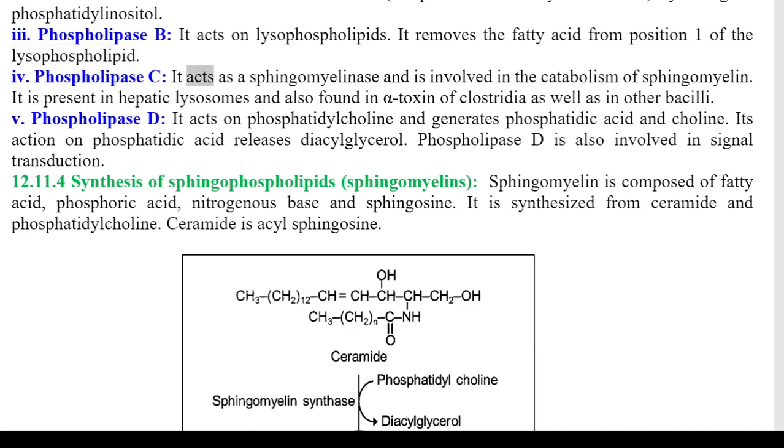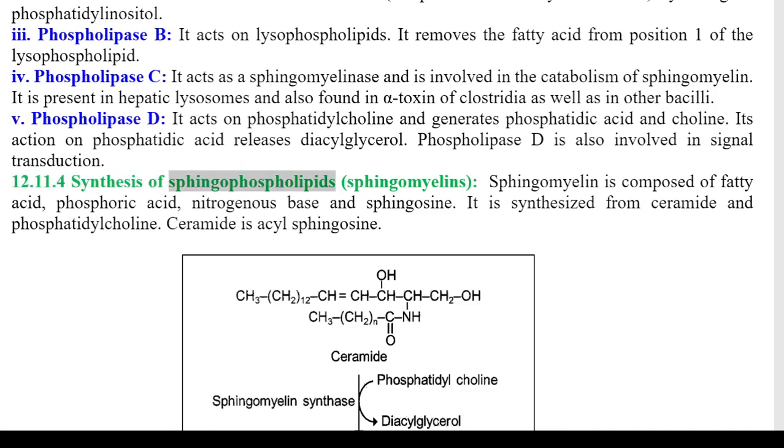4. Phospholipase C acts as a sphingomyelinase and is involved in the catabolism of sphingomyelin. It is present in hepatic lysosomes and also found in alpha-toxin of Clostridia as well as in other bacilli. 5. Phospholipase D acts on phosphatidylcholine and generates phosphatidic acid and choline. Its action on phosphatidic acid releases diacylglycerol. Phospholipase D is also involved in signal transduction.